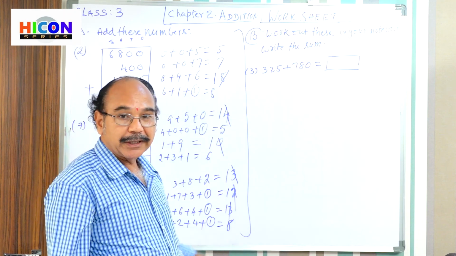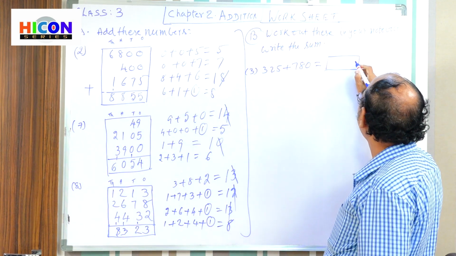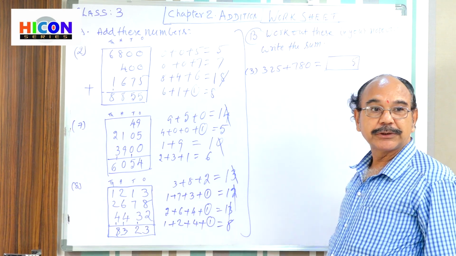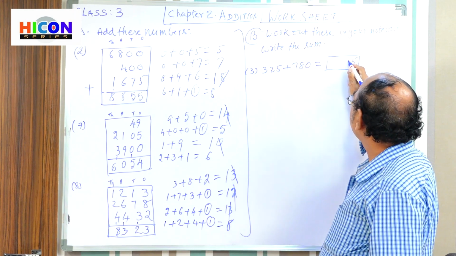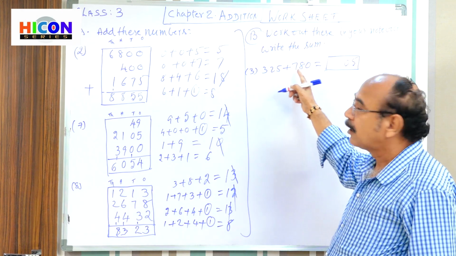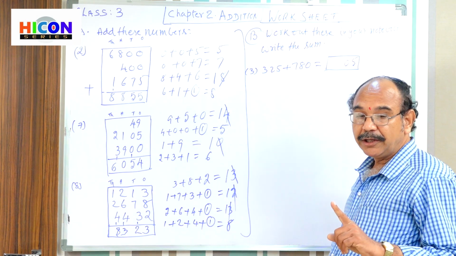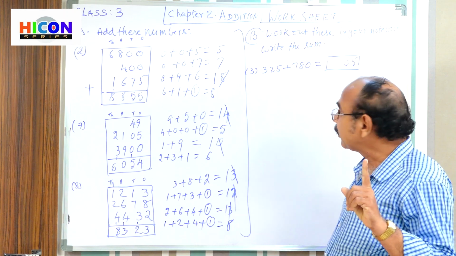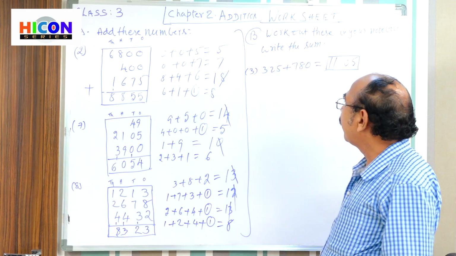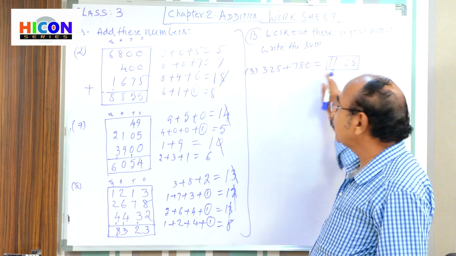Okay, add the units place digits. 5 plus 0 is 5. Now take the tens place digits. 8 plus 2. How much 8 plus 2? 10. So 0 right here and 1 is there. Keep in mind. Now add the hundreds place digits. 3 plus 7, 10. And 1 is there already. You kept in your mind. That one also add. So 7 plus 3, 10 plus 1, 11. 1105. This is the sum of these two numbers.